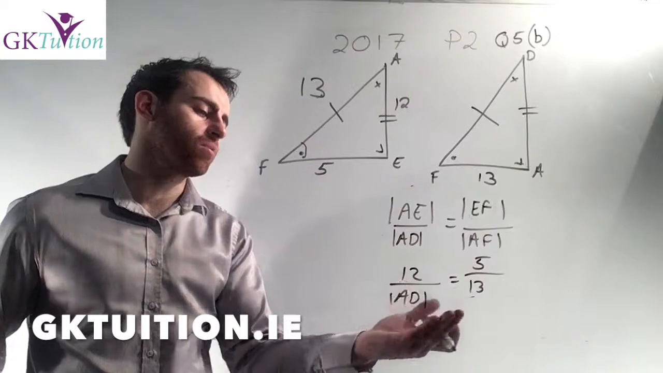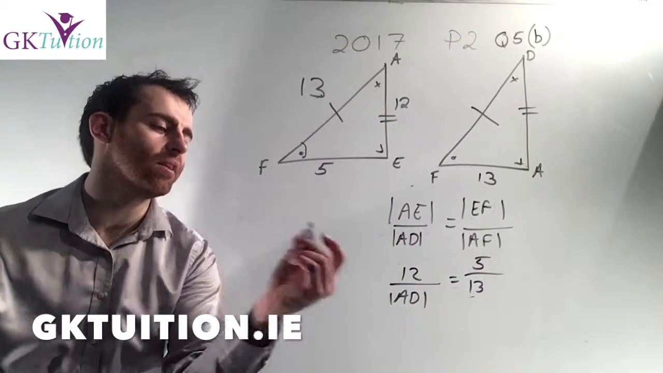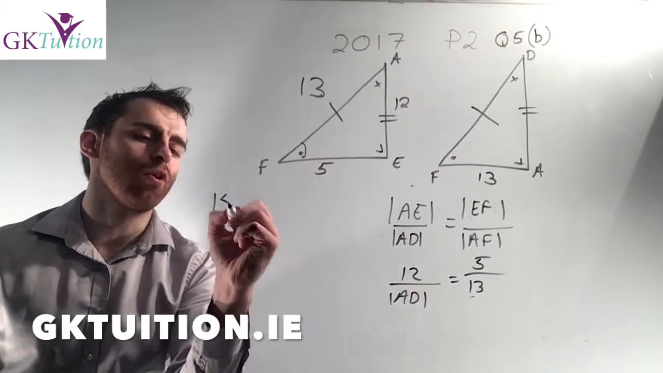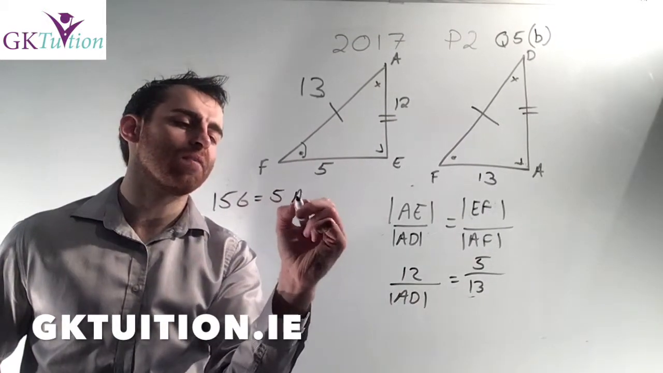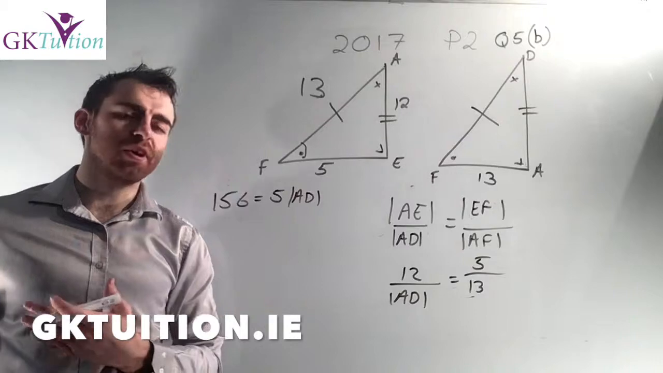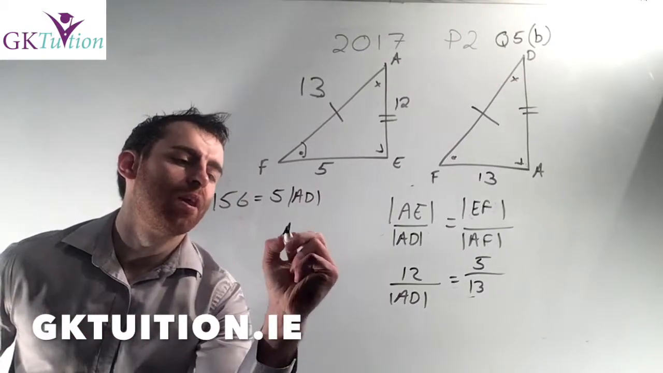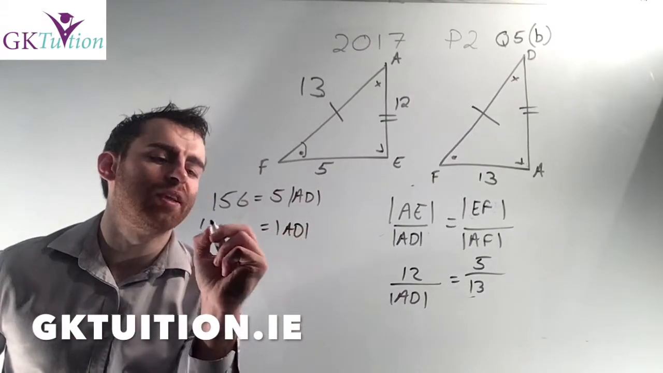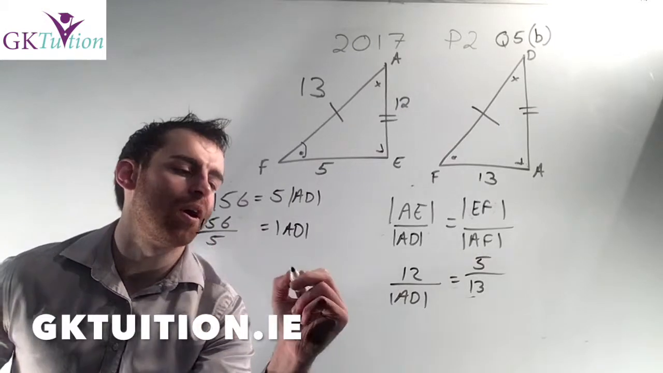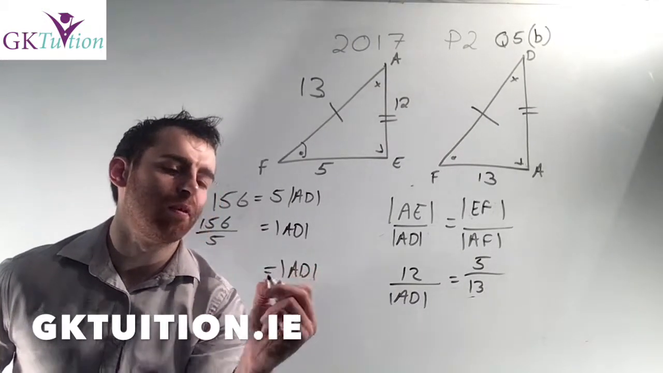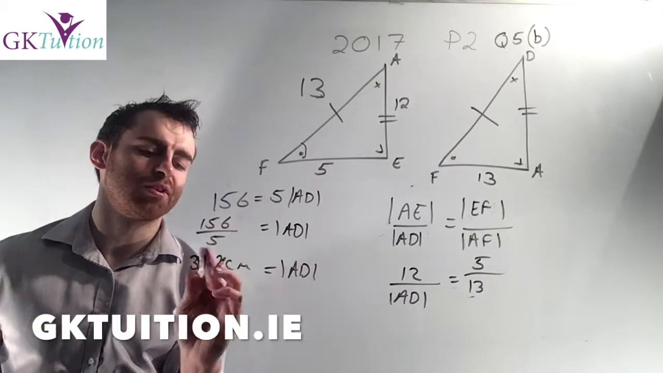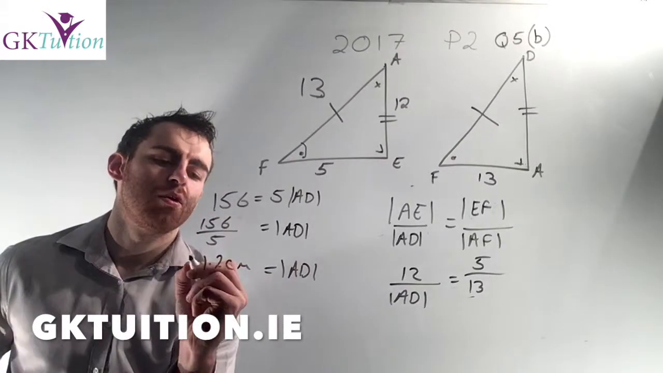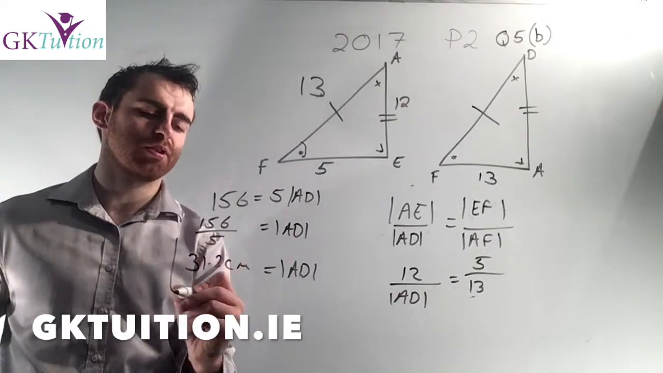So in this case, you can just multiply both sides by 13 AD. 12 multiplied by 13 is 156. 5 multiplied by AD gives me 5 AD. And if I just now divide both sides by 5, I'll get AD, the length of AD is 156 divided by 5. And if I plug that into my calculator, I get 31.2 centimeters. So AD in that case works out as 31.2 centimeters.